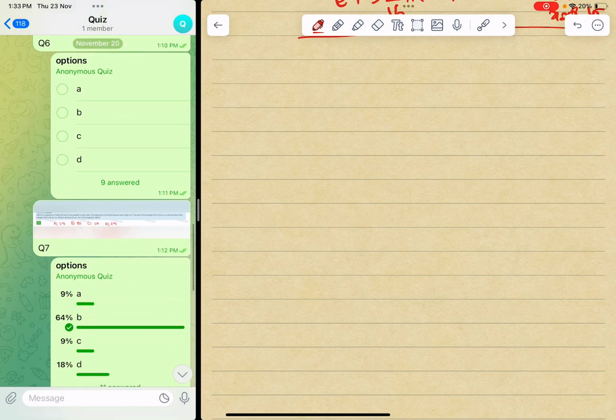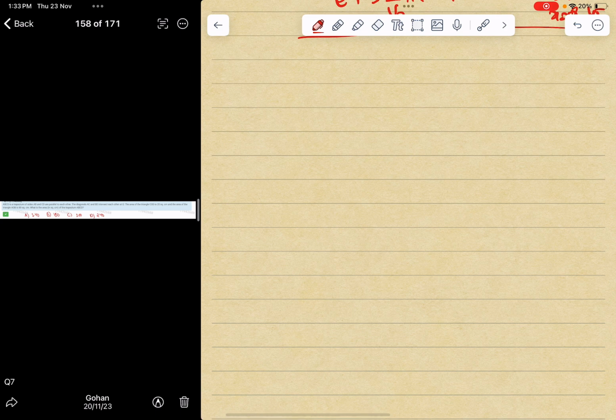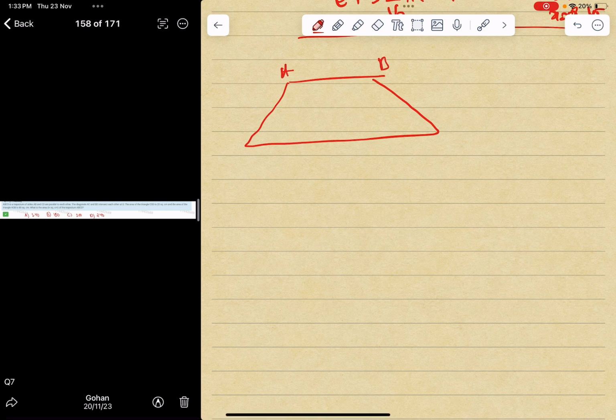Okay, next one. ABCD is a trapezium, with AB and CD parallel to each other. The diagonals AC and BD intersect each other at O. The area of COD is 20. Area of AOB is 80. The figure came out wrong, upside down, but anyway, you'll do this. Find the area of the trapezium.